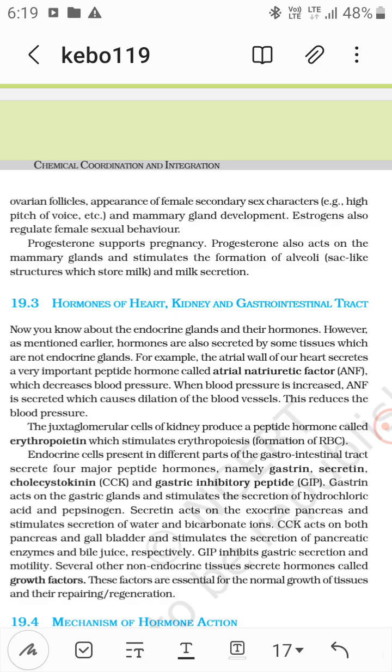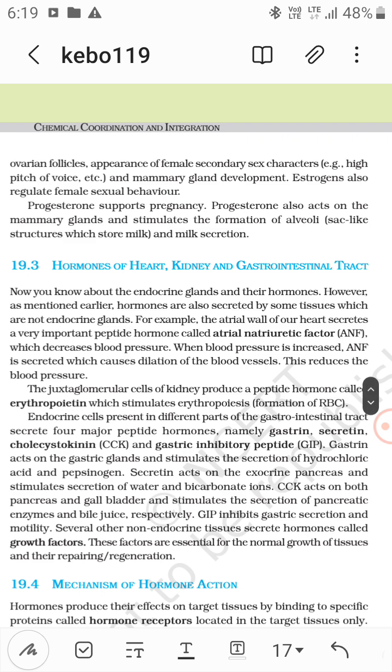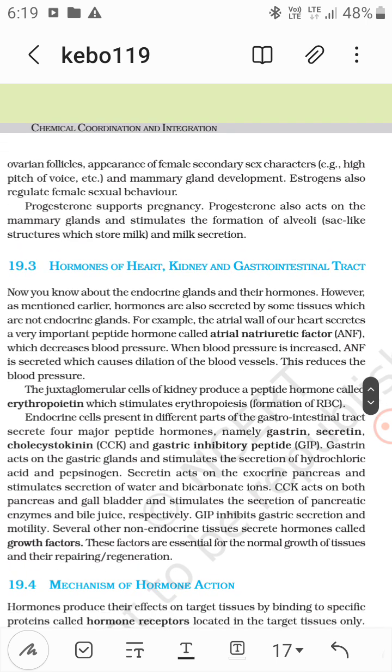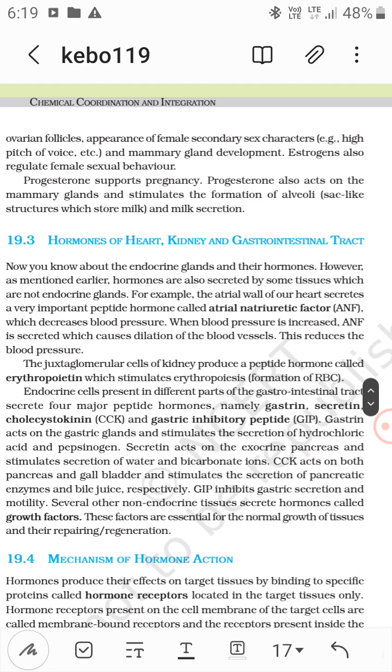Now the hormones of the heart, kidney, and gastrointestinal tract.